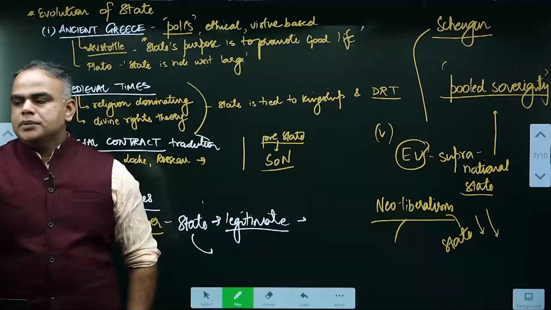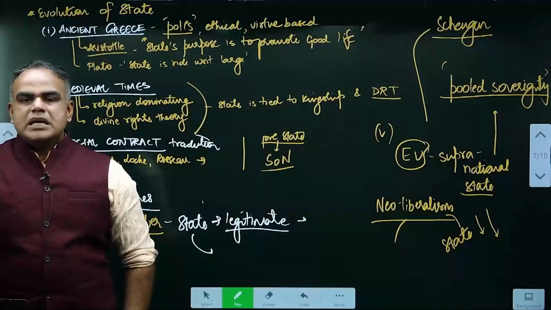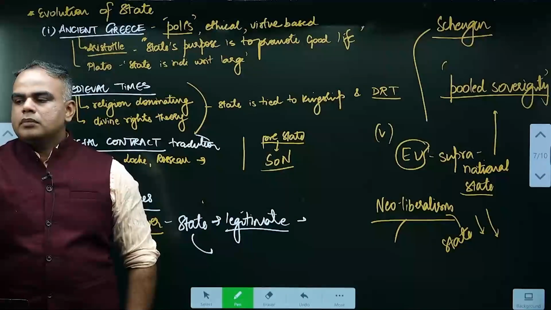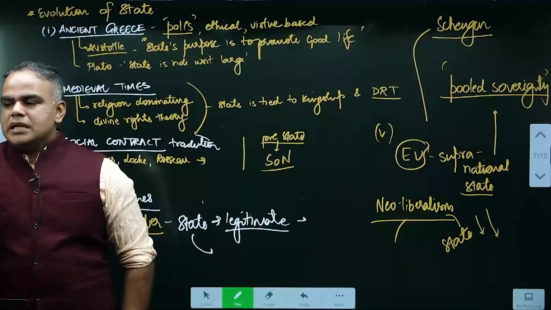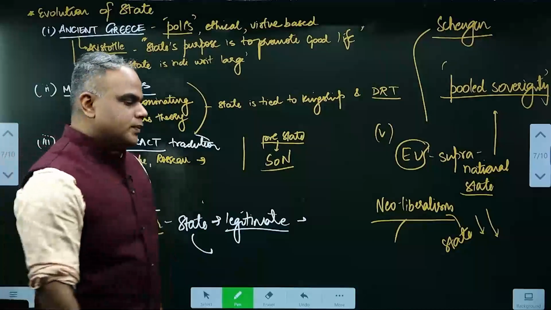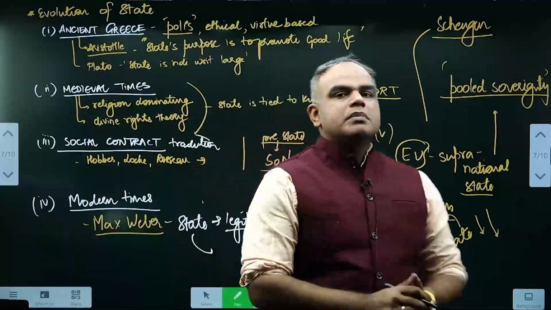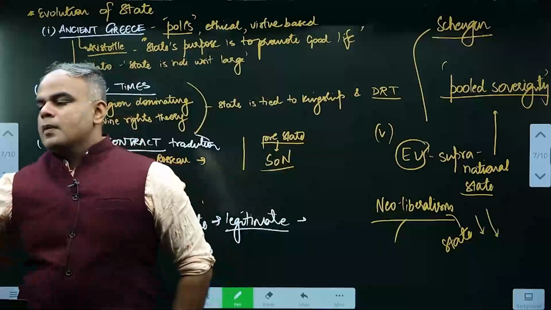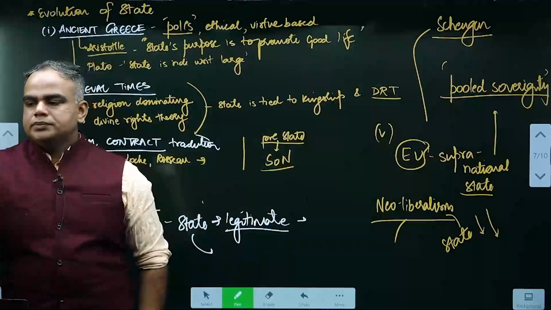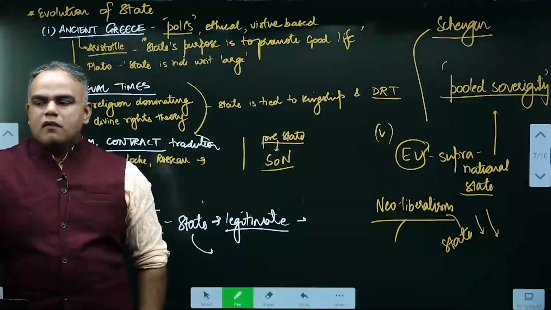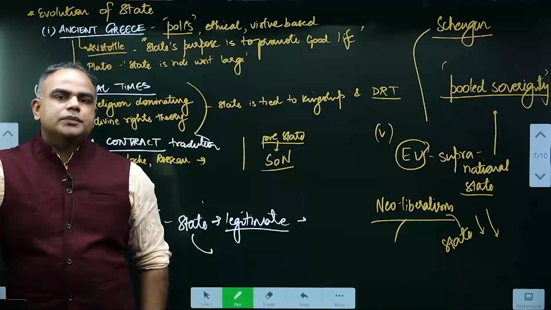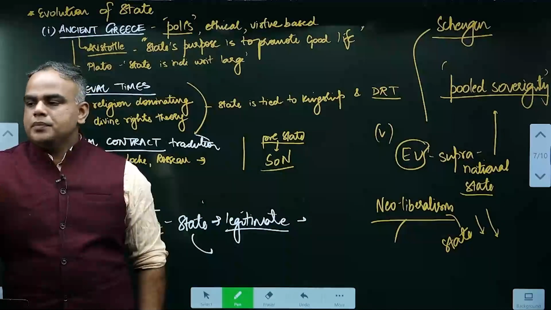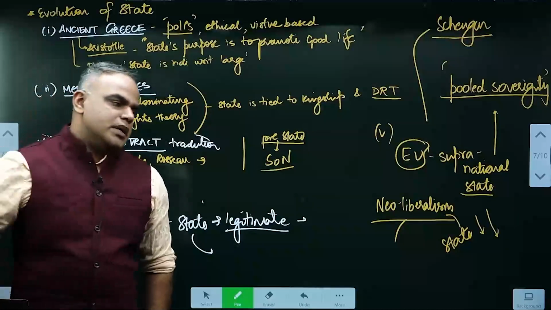In medieval Europe, the state came to be associated with kingship and the doctrine of divine right. Full stop, right?